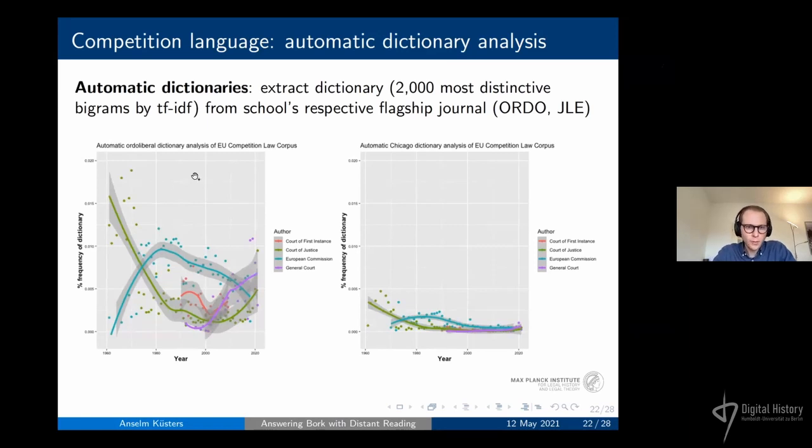And at least in the ordoliberal case, the developments are quite similar. Whereas in the Chicago school case, the influence seems to be even more marginal than suggested by the manual analysis. So again, we come to the same conclusion. There seems to be a strong ordoliberal language in the first four decades. And in the last two decades, it seems to have declined.